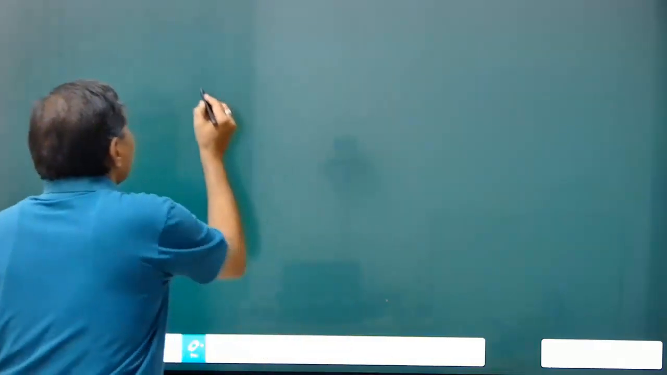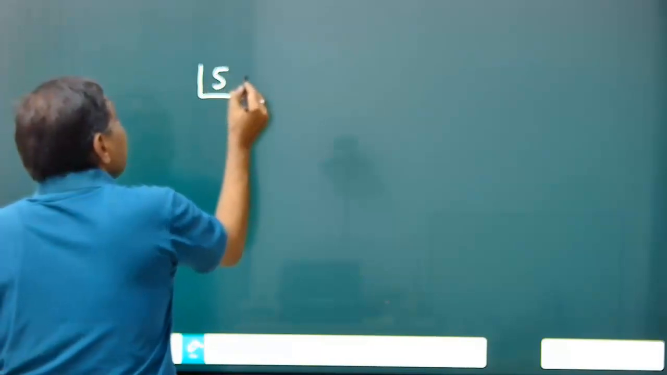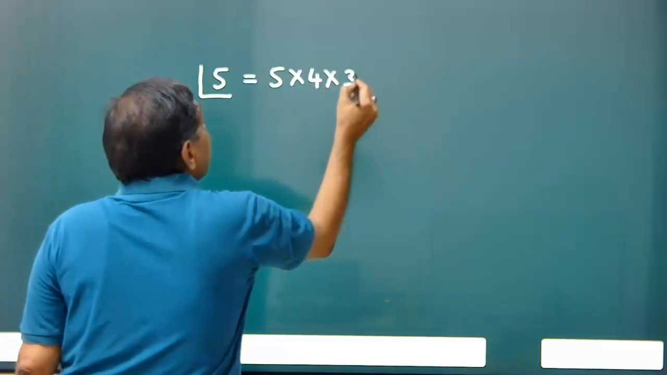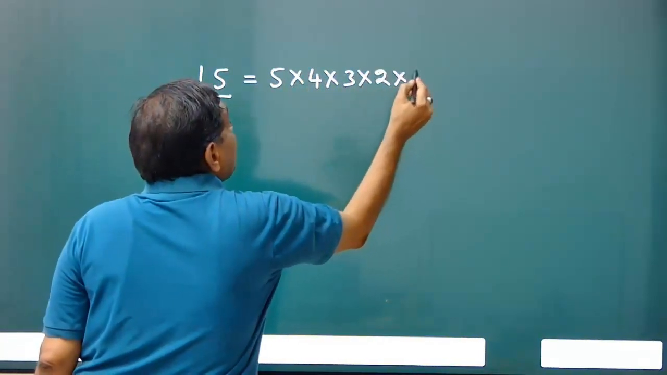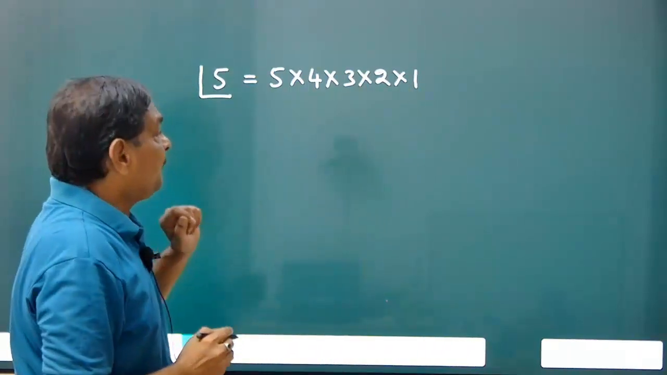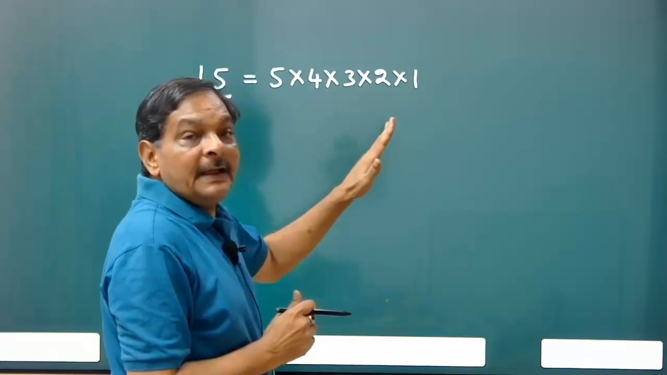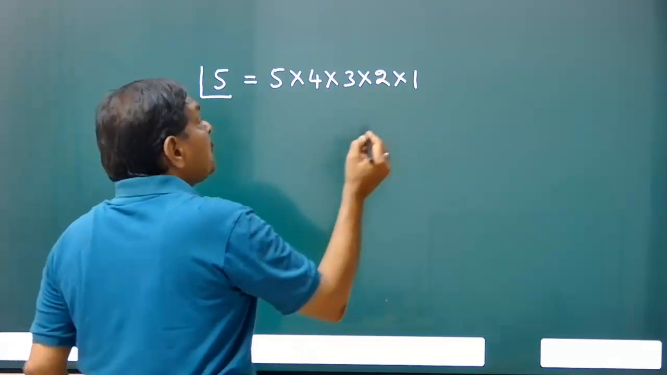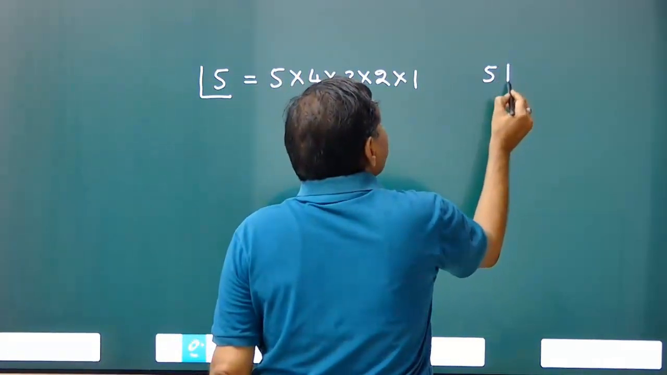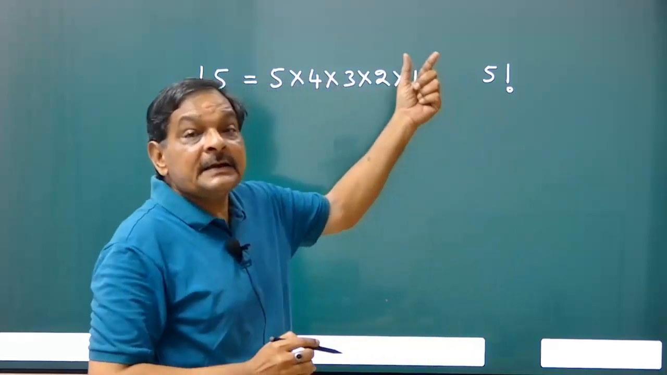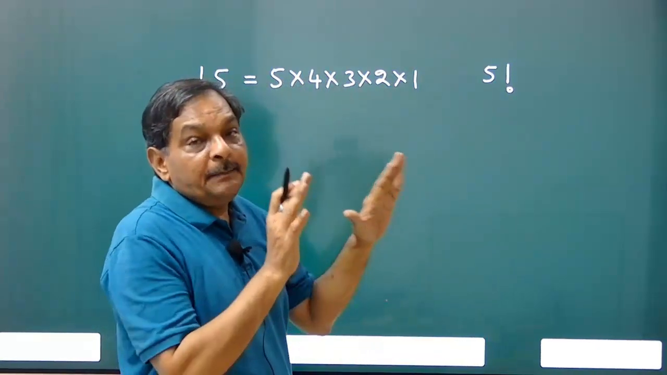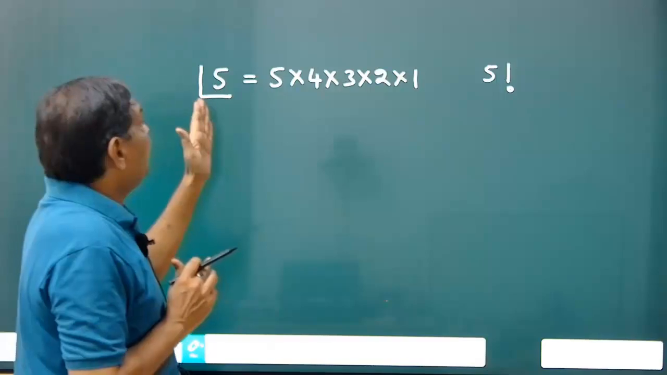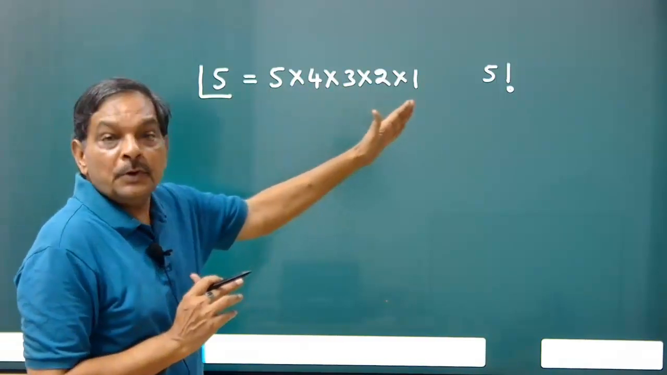When we write factorial 5, this means 5 into 4 into 3 into 2 into 1. This is the meaning of factorial 5, which means we are multiplying the natural numbers from 1 to 5. It is also written like this in books because this type of symbol is easy in typing and printing. So this type of symbol is also used for factorial notation. And factorial 5 means 5 into 4 into 3 into 2 into 1.